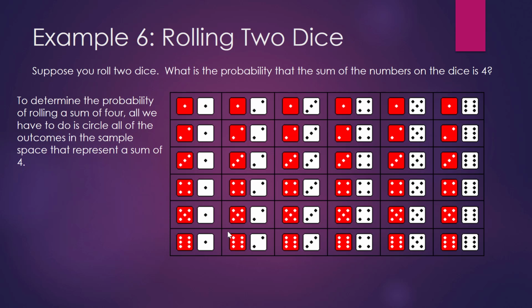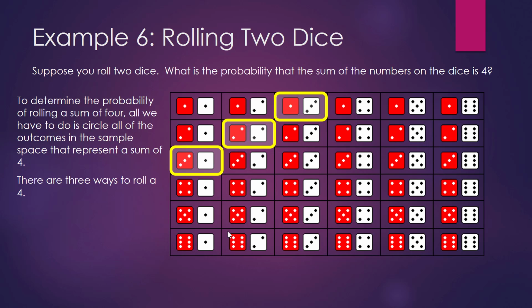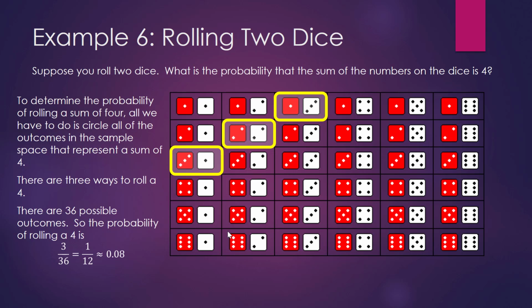To determine the probability of rolling a sum of 4, all we have to do is circle all of the outcomes in the sample space that represent a sum of 4. So there are 3 ways to do this. We could get a 1 and then a 3, a 2 and a 2, or a 3 and a 1. Since there are 36 possible outcomes, the probability of rolling a 4 is 3 over 36, which reduces to 1/12, or about 0.08. We could also say this is about 8%.